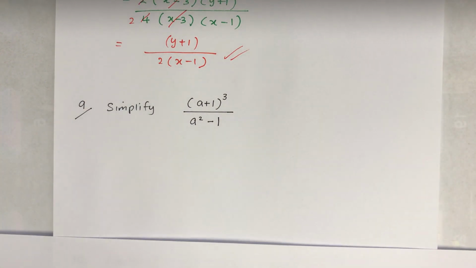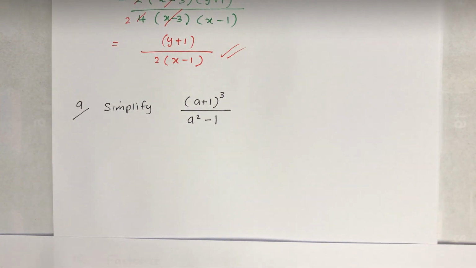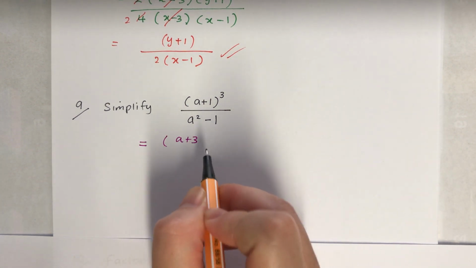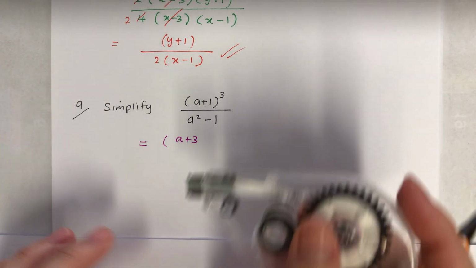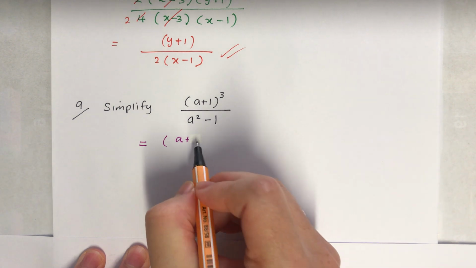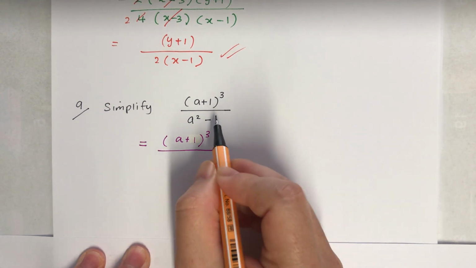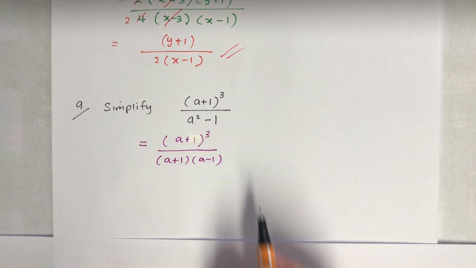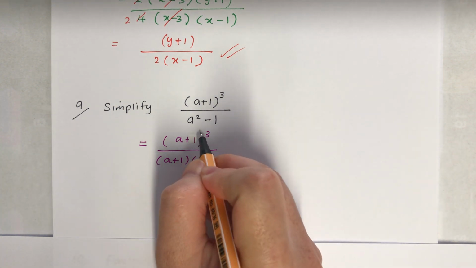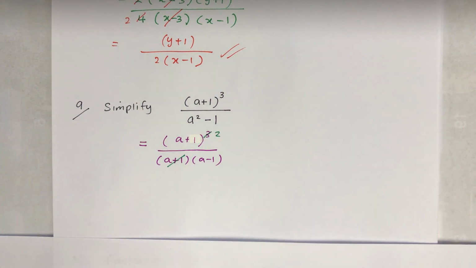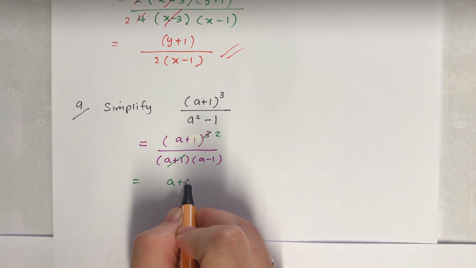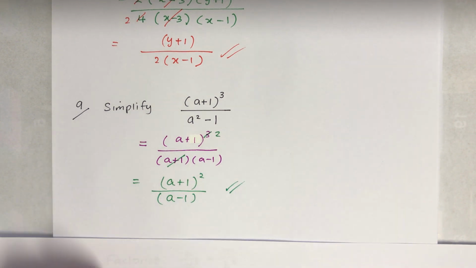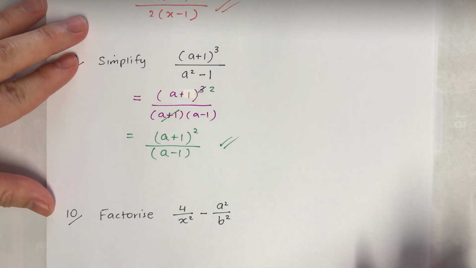This one up. Okay, so let's have a look at this. A plus 3. Oh, I made a mistake. Need a correction tape. But on the bottom, what's that? Difference of two squares, isn't it? So A plus 1, A minus 1. And I can cancel one of these with that. And I'm left with A plus 1 squared, A minus 1. And that's it. Nothing I can do about that. So that's my final answer. Okay, next one.